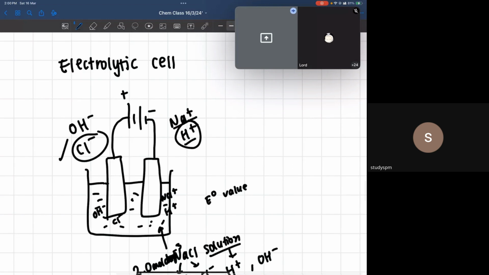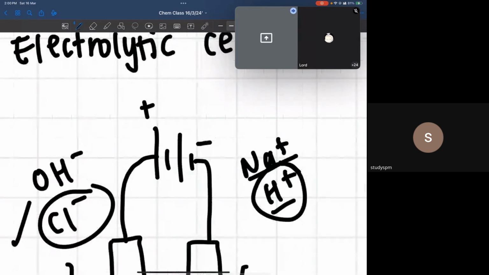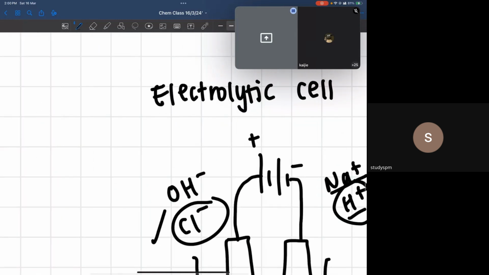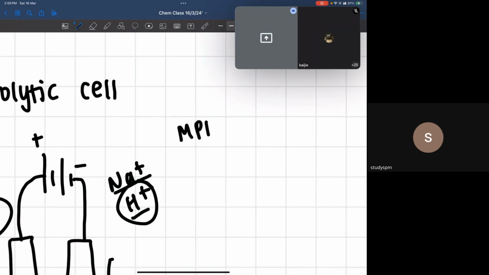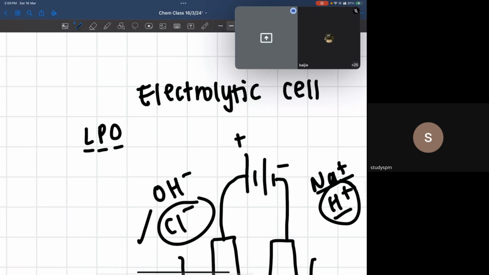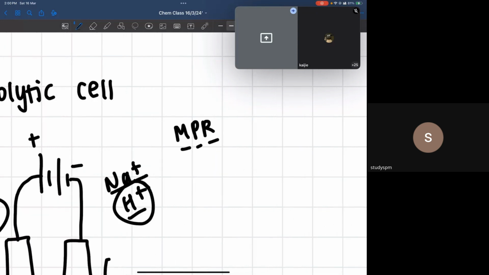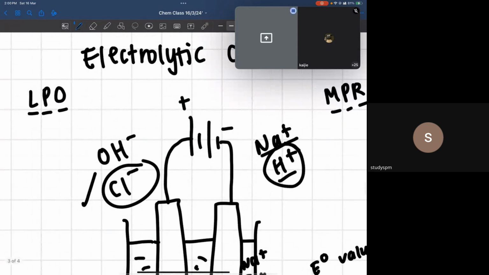So what is the connection of this with reduction and oxidation? This is the reason why I always say don't memorize the sign with anode and cathode. Memorize that anode is oxidation, cathode is reduction. Before that, you need to know MPO, LPO, MPR: less positive oxidation, more positive reduction. What does this mean? It actually refers to the standard electrode potential, which is the E value.